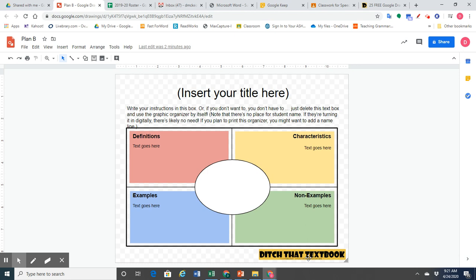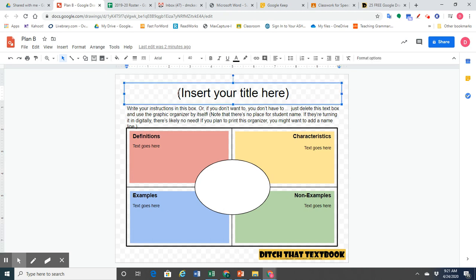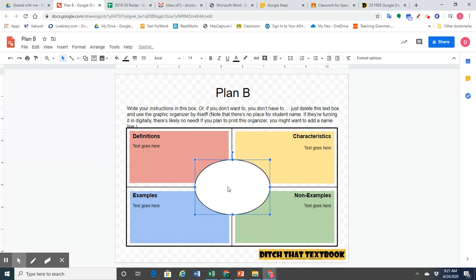Today we're going to complete a graphic organizer for the expression Plan B. So what does it mean when someone says that they're working on Plan B? So we're going to put the title here, which is Plan B. We're also going to put it in this text box, Plan.